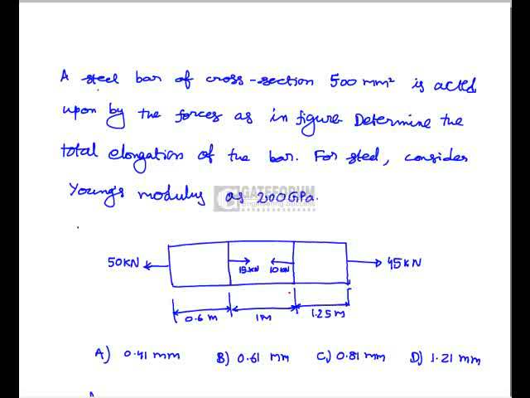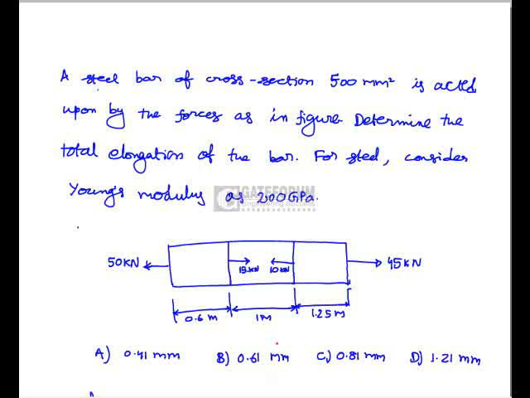So this is the given circular bar which is acted upon by some forces, here 45 kilonewton and here 10 kilonewton, 15 kilonewton and 50 kilonewton. Here are the options: 0.41 mm, 0.61 mm, 0.81 mm and 1.21 mm.